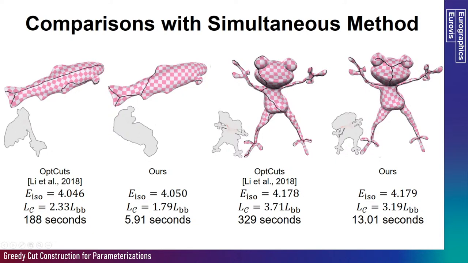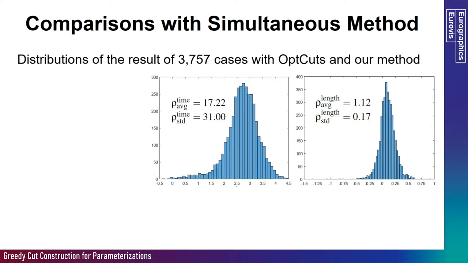In the experiment, we first use our algorithm to compute the cut length, time consumption, and the distortion. Then, for fair comparison, the input isometric distortion bound in the OptiCuts method is set as the distortion of our method. In these two cases, our time consumption is much less than OptiCuts, and the cut length is shorter.